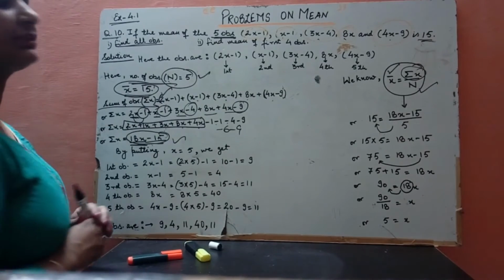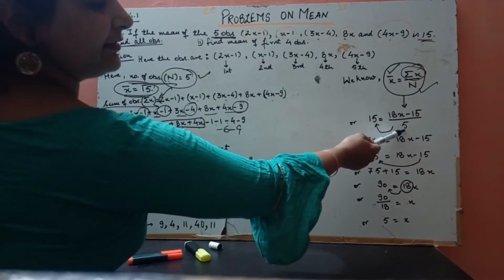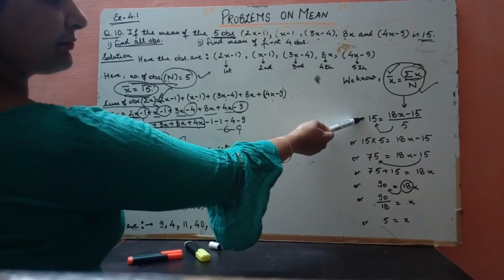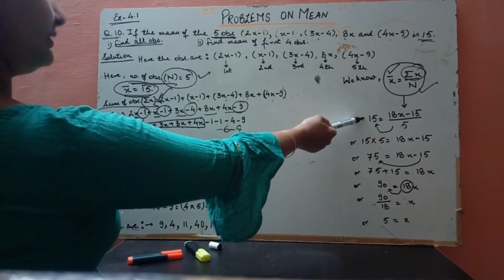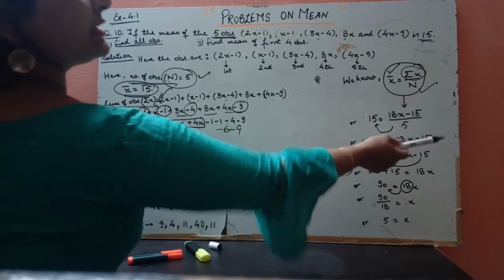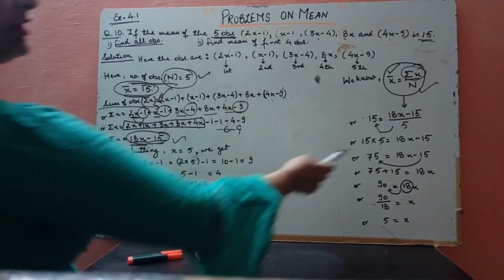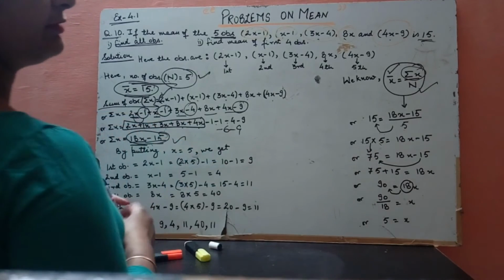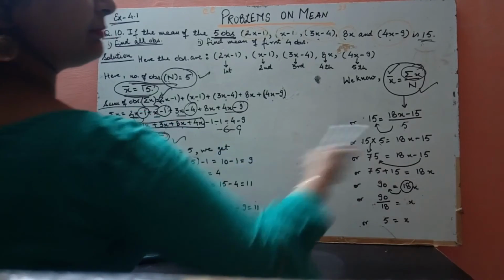When we solve this equation, this 5 is divided here, so this 5 will come to this side, and 15 will come to this side and it will be multiplied. We will get 15 multiplied by 5 is equal to 18x minus 15. 15 5s are 75. 75 is equal to 18x minus 15.